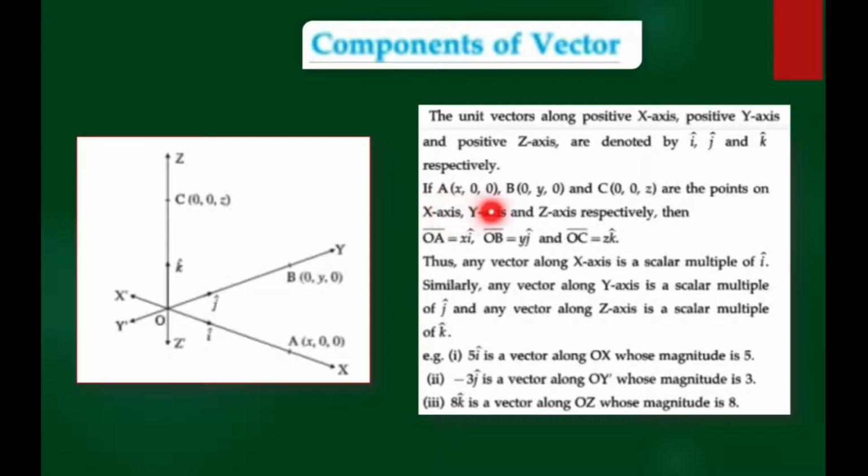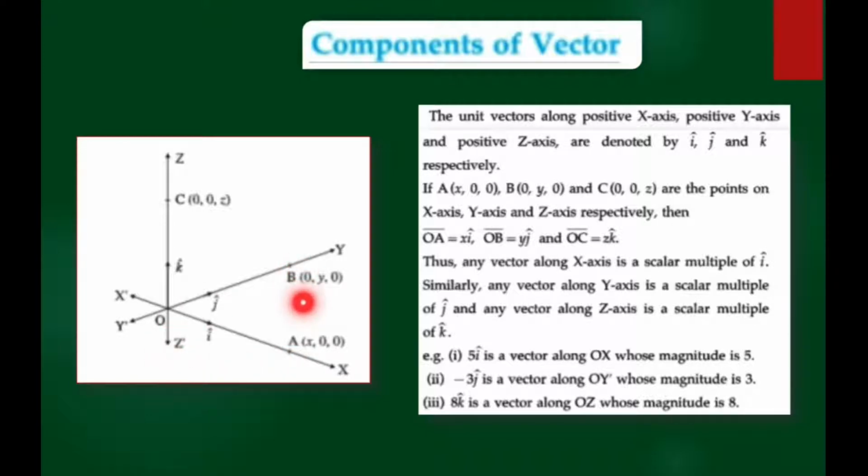If A(x,0,0), B(0,y,0) and C(0,0,z) are the points on the x-axis, y-axis and z-axis respectively, then vector OA equals x i cap, vector OB equals y j cap and vector OC equals z k cap. Now see, when we consider a point on the x-axis, its y and z coordinates must be 0. So here the x coordinate is x and the unit vector along the x-axis is i cap, so we write this vector OA as x into i cap.